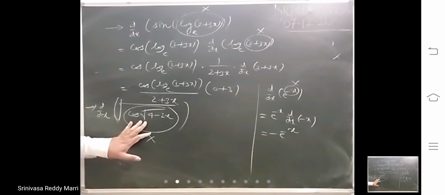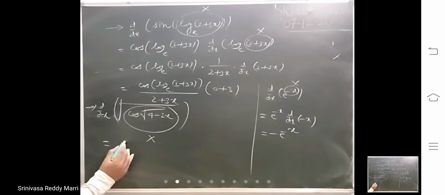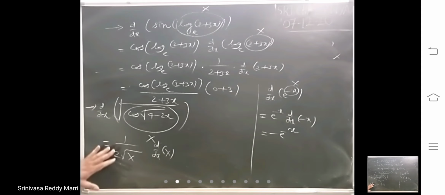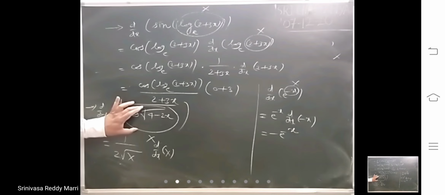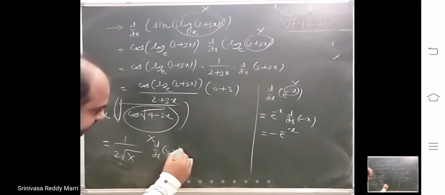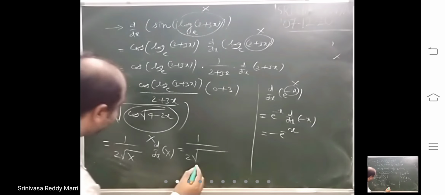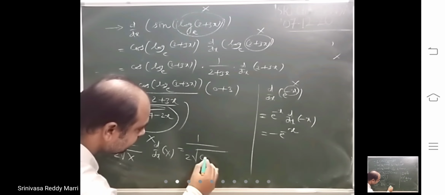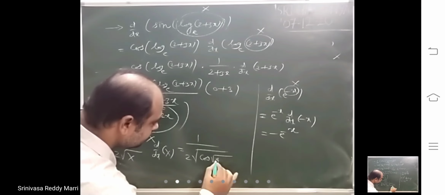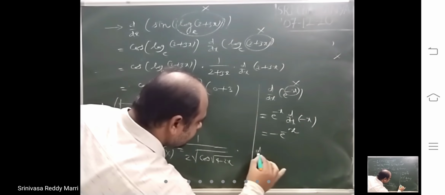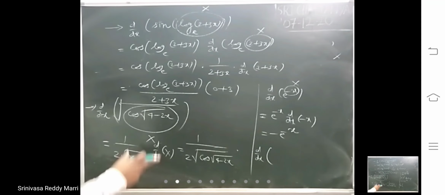If you are not comfortable, do it in this manner. Root x, you write the step: 1 by 2 root x into d by dx of capital X. One more step you write. This is root x. So 1 by 2 root x into d by dx of x. Now substitute this: 2 root of, what is x taken? Into d by dx of x taken is this.